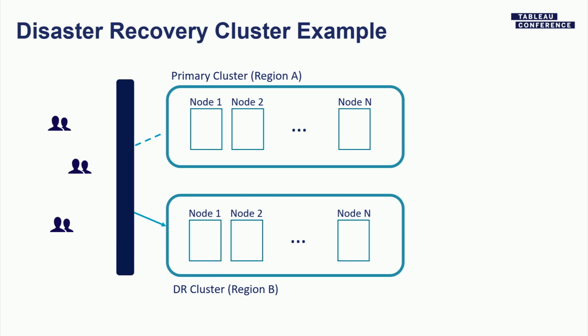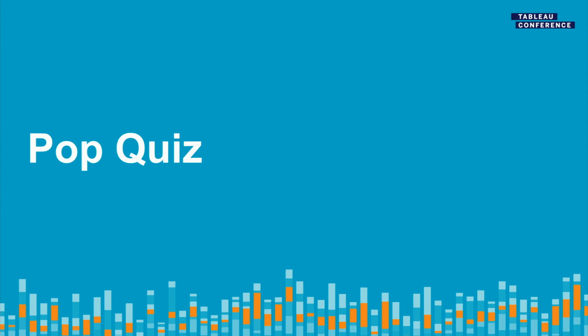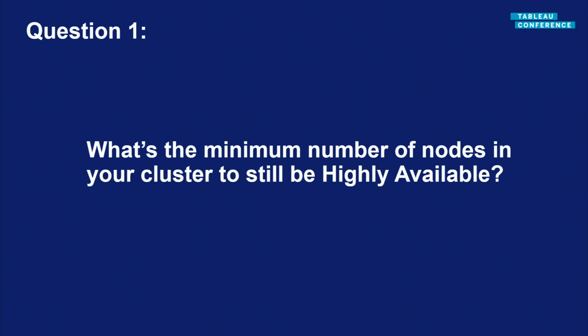So that really is what we consider the best practice in terms of disaster recovery. With that, I'm going to throw in a pop quiz, to make sure folks were paying attention during this talk. My first question is, can anyone tell me the minimum number of nodes in a cluster to still be considered highly available? All right, I see a lot of threes. Great. Everyone was paying attention to that piece.